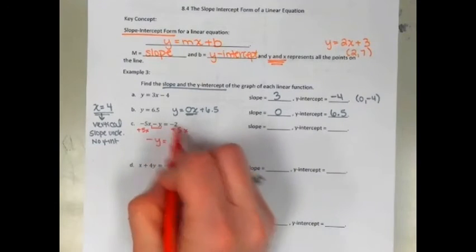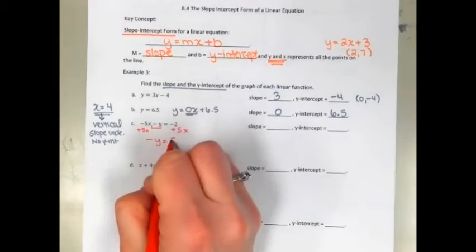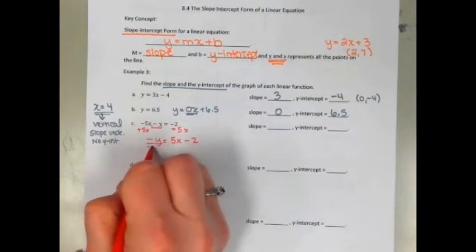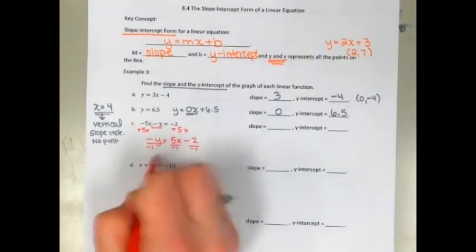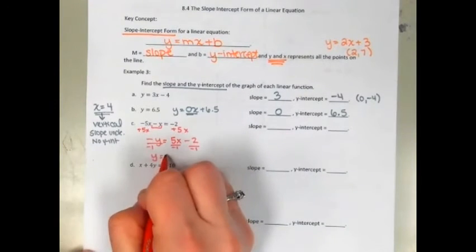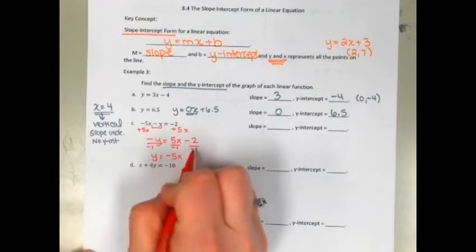Can I add those? No, so isn't that just 5x minus 2? And I always put the x first. And then y is still negative, so how do I get rid of that negative? Divide everything by -1, right? So we get y equals, what's 5x divided by -1? -5x. And what's a -2 over -1?